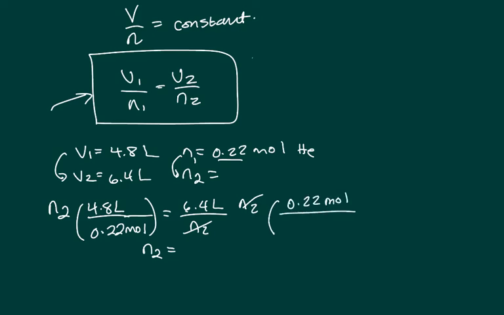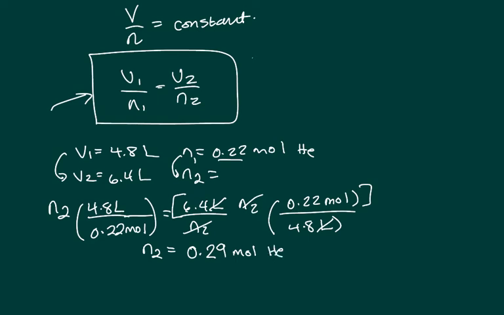Okay, so you can see that the liters cancel, so I'm just going to multiply everything here, which is 6.4 times 0.22 divided by 4.8, and so I ended up with 0.29 moles as my final amount of helium.